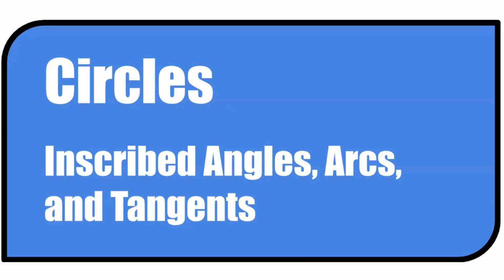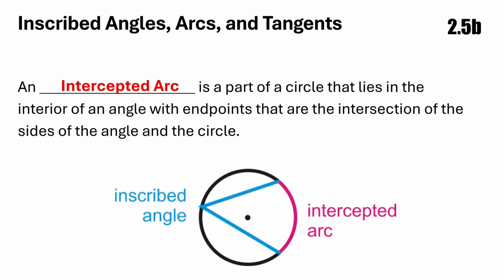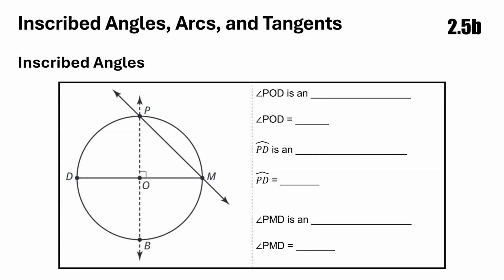This lesson is about inscribed angles, arcs, and tangents. An intercepted arc is a part of a circle that lies in the interior of an angle with endpoints that are the intersection of the sides of the angle and the circle. In this diagram, angle POD is a central angle. Angle POD is 90 degrees because it forms a linear pair with a right angle. Arc PD is an intercepted arc. By the central angle theorem, arc PD is 90 degrees.